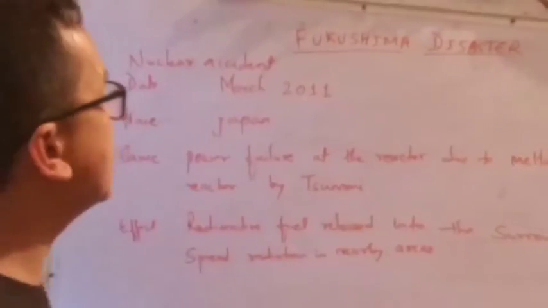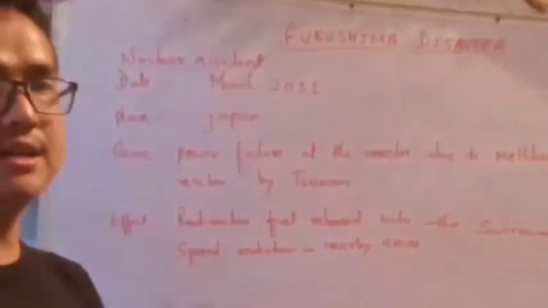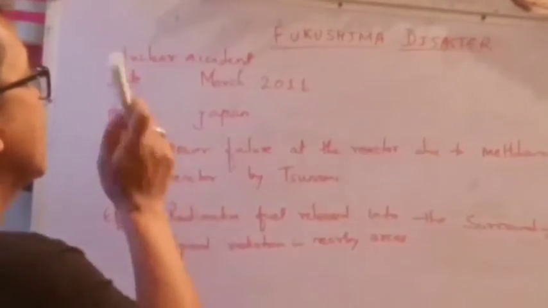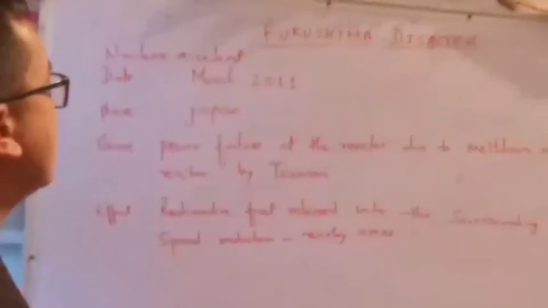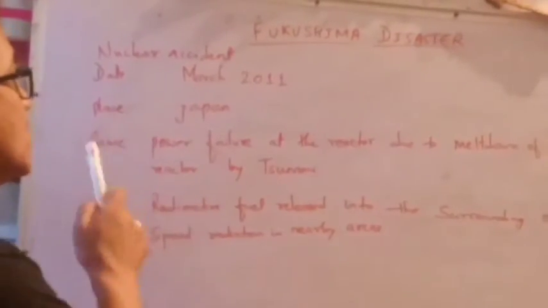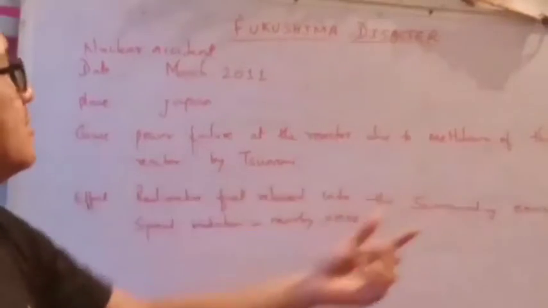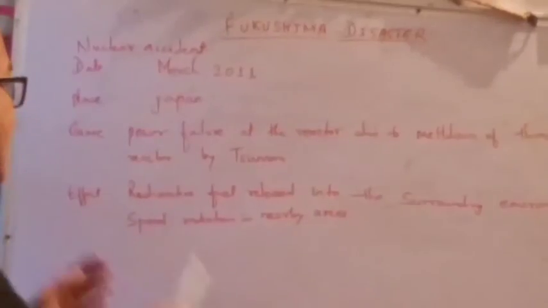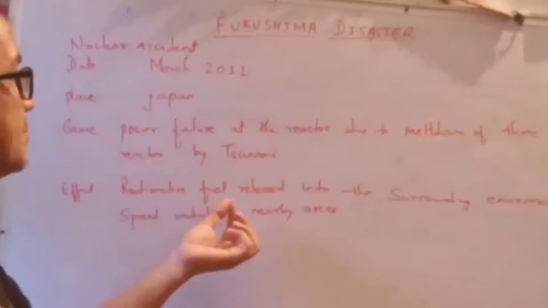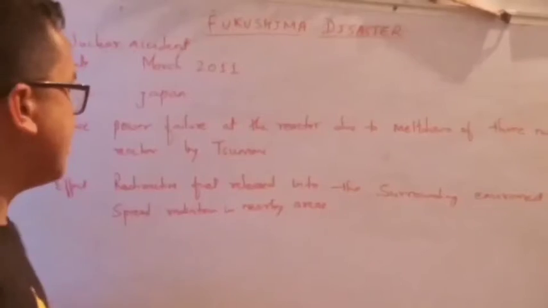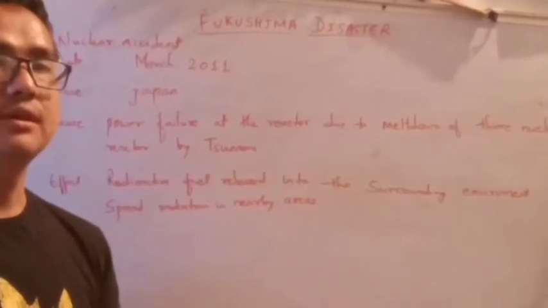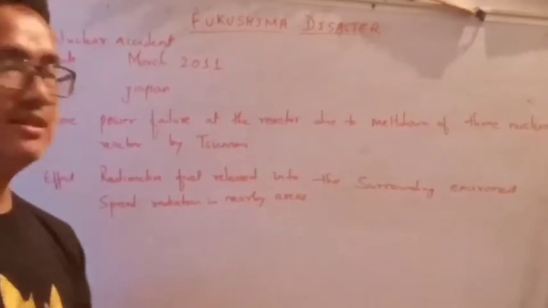This is the case of the Fukushima disaster. It's a nuclear accident, a nuclear disaster. It occurred in March 2011, place Japan. The cause of the nuclear disaster is power failure at the reactor due to the meltdown of 3 nuclear reactors by the tsunami, and its effect is that radioactive fuel was released into the surrounding environment and radiation spread in nearby areas.